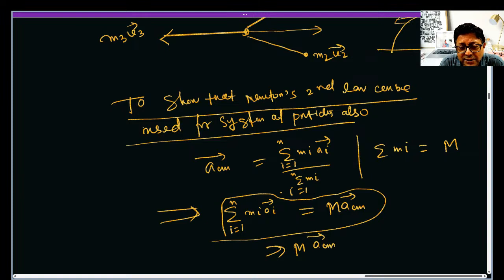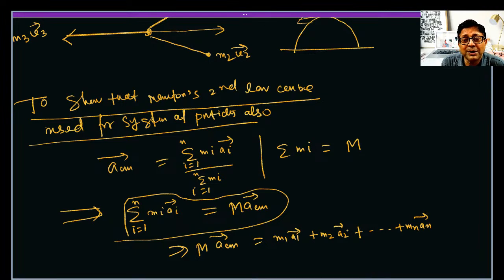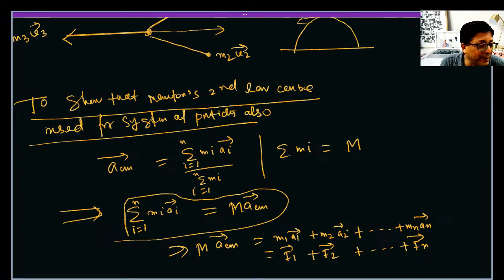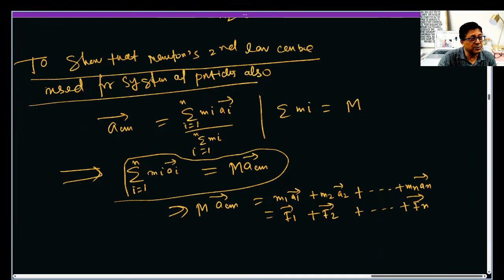This implies M into ACM equal to, just split this one. First one, m1a1. m1a1 means what? Force acting on first particle. m2a2, force acting on second particle. mnan, force acting on the nth particle. So now can I state that these are external forces?